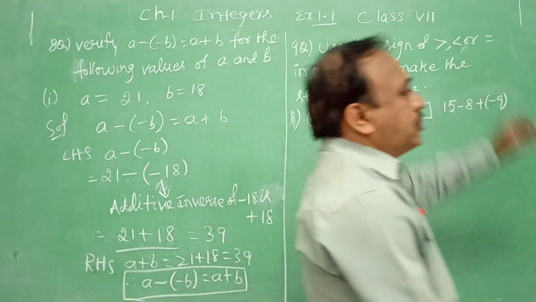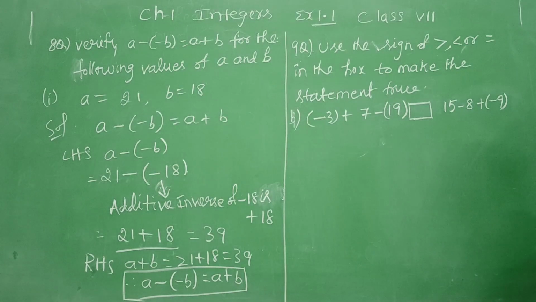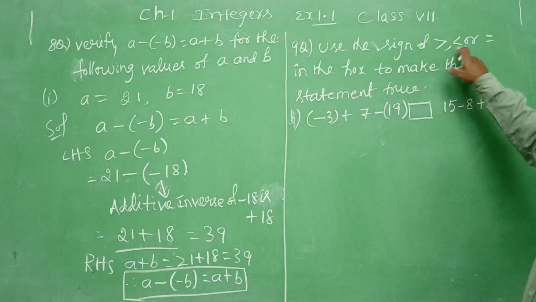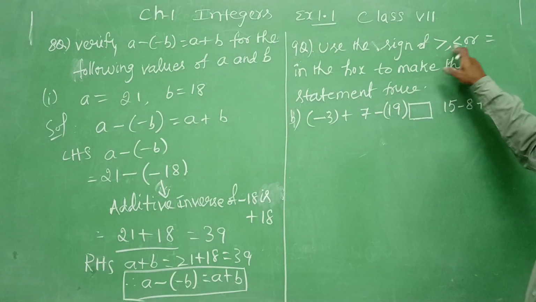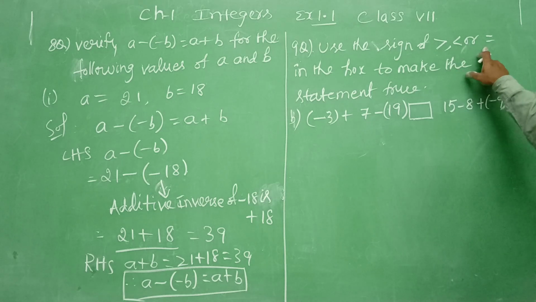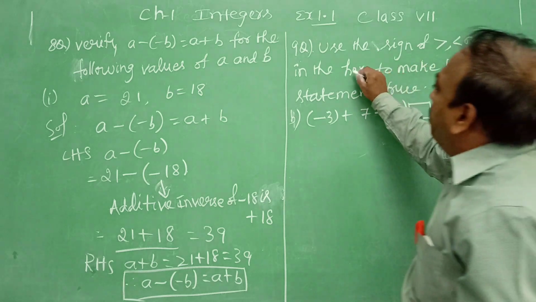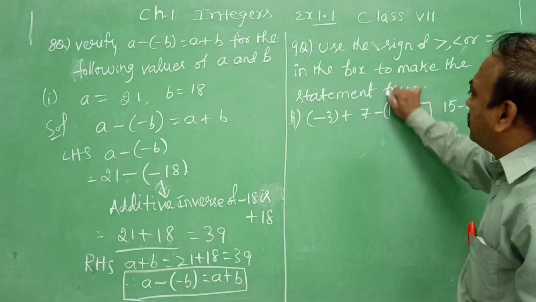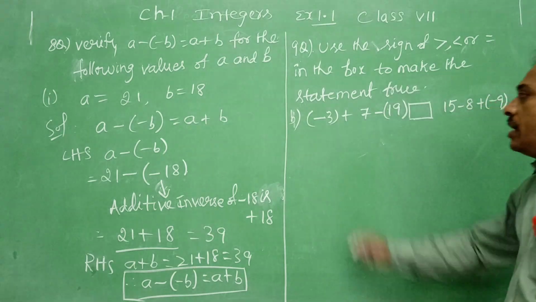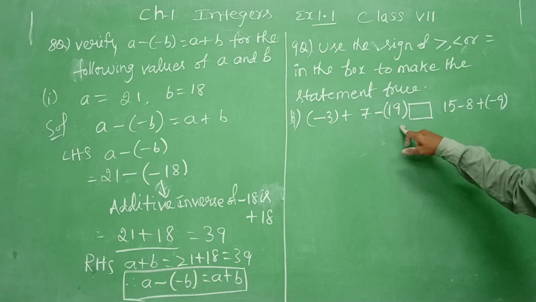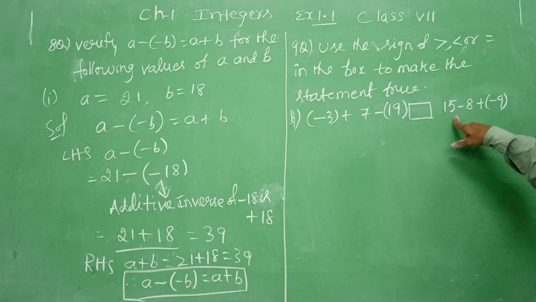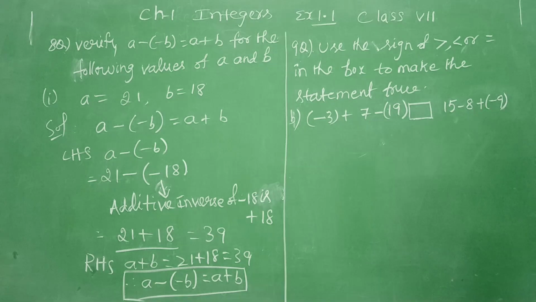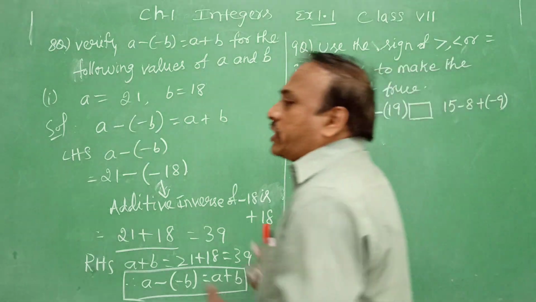Next. Now question number 9. Use the sign of greater, lesser or equal in the box to make the statement true. Minus 3 plus 7 minus 19, and 15 minus 8 plus minus 9. So which sign do we have to keep in this?